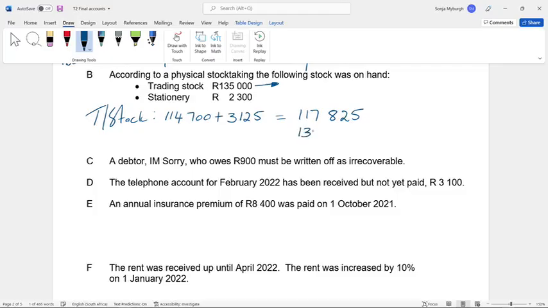But now we've counted 135,000. So there's a difference of 17,175, a surplus, more than what we had in our books. According to our books, 117,000, counted 135. This is the correct one. So a surplus, so we will credit the surplus and we will debit the trading stock so that we can show the 135,000 in our statement. The stationery that we have on hand, we haven't used that. So that must be subtracted from stationery. That is consumable goods on hand.